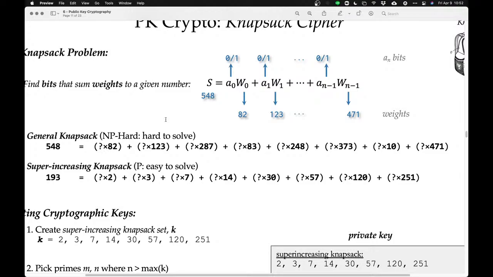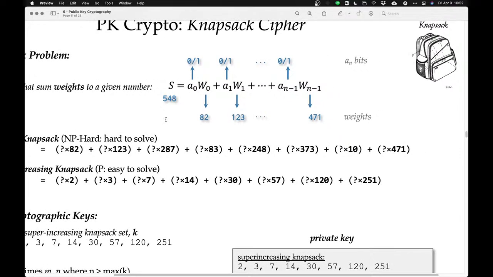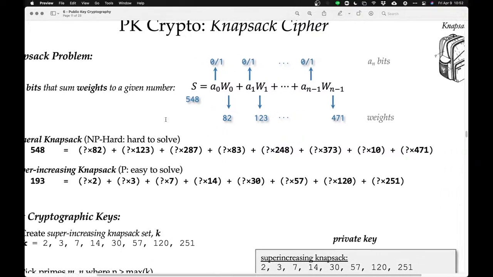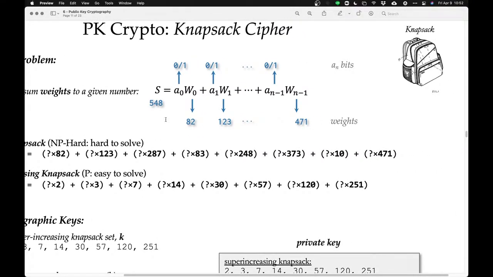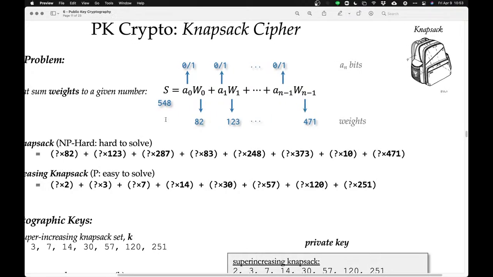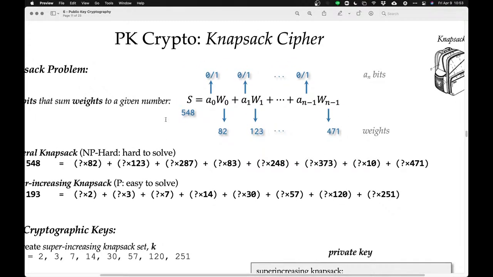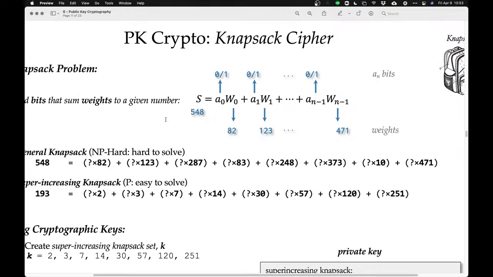This goes back to Bijan's question. Where do you begin? That's the problem. Do you start with the number 82? You can start adding stuff up, but if it doesn't exactly become 548, which one do you remove? It becomes a huge pain to figure out which ones stay, which ones don't stay. This is the knapsack problem, the mathematical version of the backpack game.